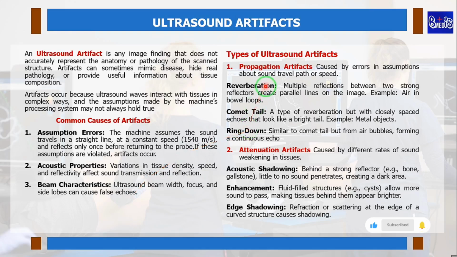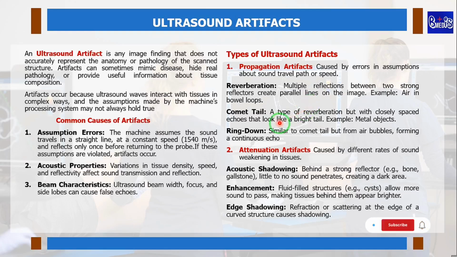So let's look at the types of ultrasound artifacts. The first one is the propagation artifact, caused by errors in assumption about sound travel path or speed. An example of this is reverberation artifact. Multiple reverberations between two strong reflectors create parallel lines on the image. An example is air in bowel loops. Air in bowel loops usually creates what we call reverberation artifact.